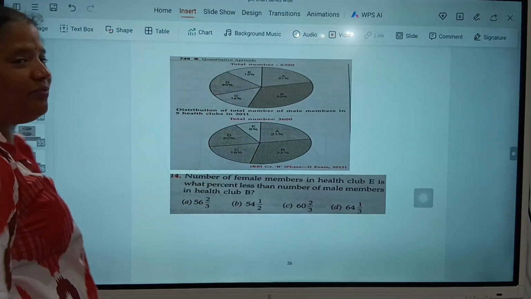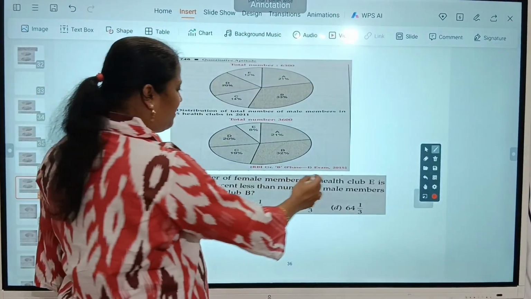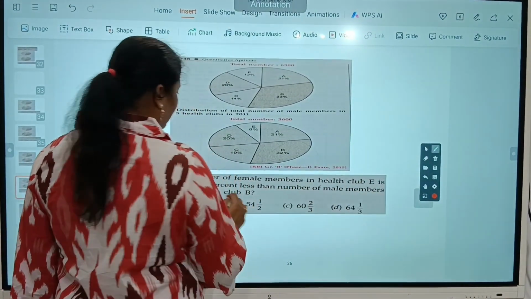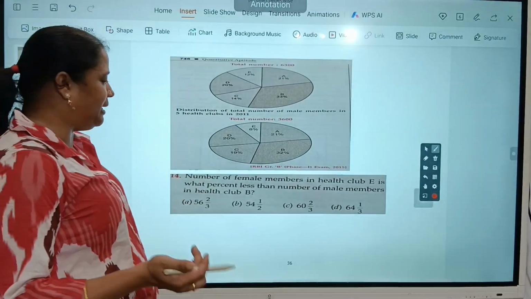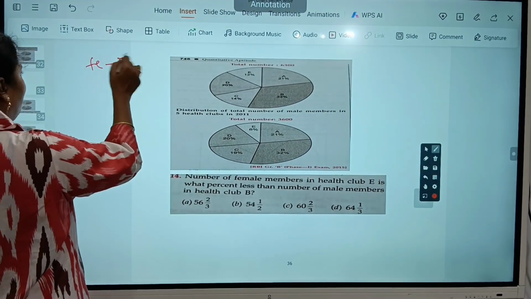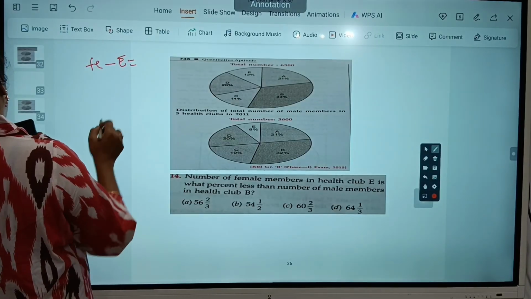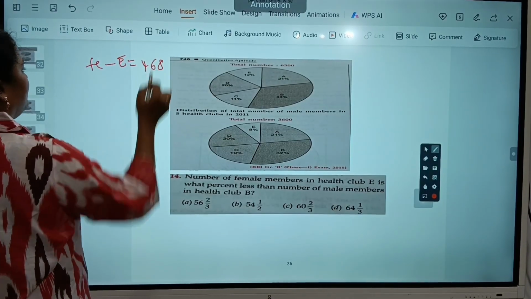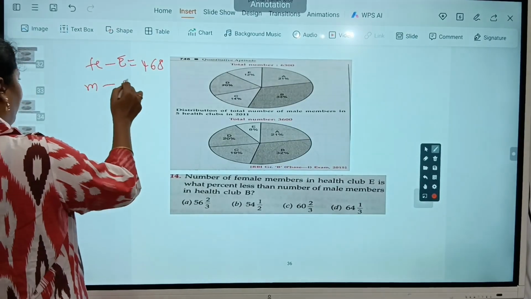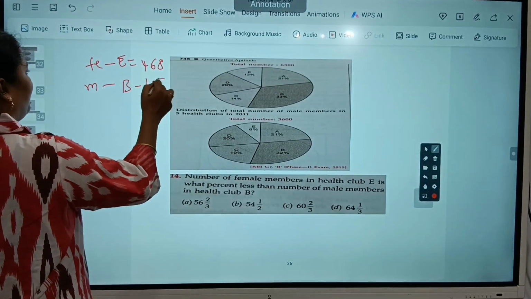The last question of this graph is number of female members in health club E is what percent less than number of male members in health club B. We have to take number of female members in health club E. How much we got in the table? It is 468. And number of male members in health club B, how much is this? It is 1152.